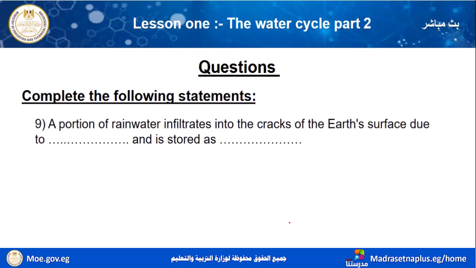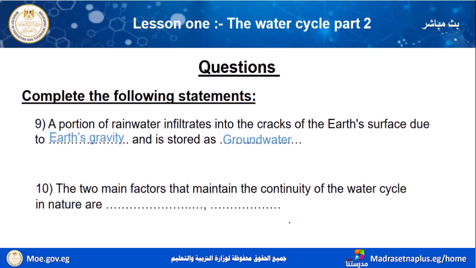Question number 9. A portion of rainwater infiltrates into the cracks of the Earth's surface due to Earth's gravity and is stored as groundwater. So a portion of rainwater infiltrates into the cracks of the Earth's surface due to the Earth's gravity and it is stored as groundwater.